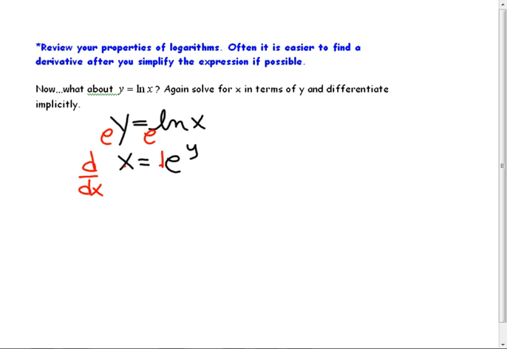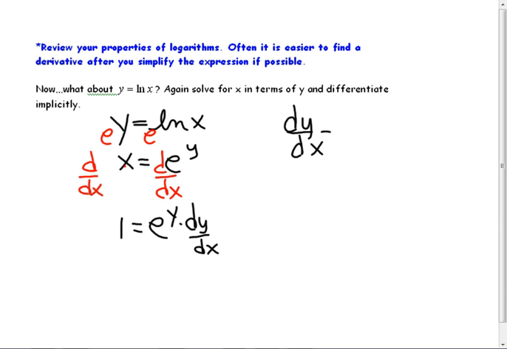You're just going to memorize what the derivative is. But in case you get stuck, it's kind of nice to know where it comes from. What's the derivative of x? 1. So then it's e to the y times the derivative of y with respect to x. Solving for dy/dx is equal to 1 over e to the y. Is that okay? But I know what y is. What's y?